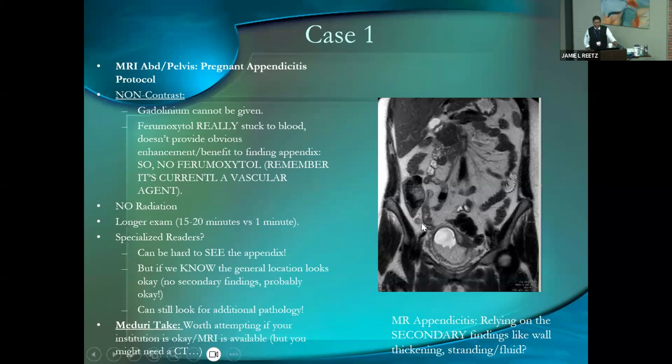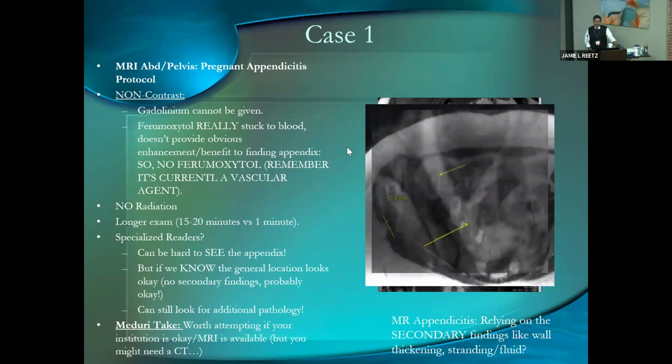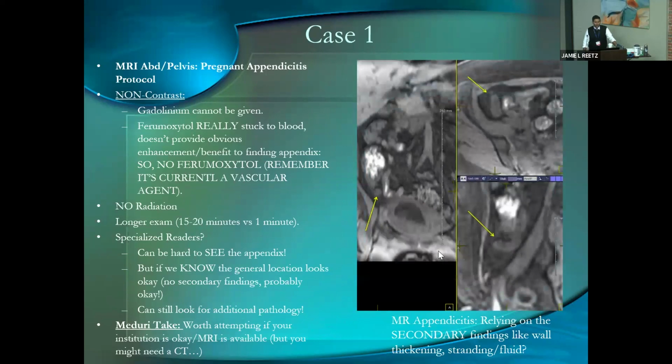Again, not super obvious here. But when I look here, I do see a thickened, kind of tubular structure. And again, you don't see the obvious enhancement because I don't give contrast. You don't see it as obvious, but I have secondary signs I'm looking for. That appendix, again, is 1.3 centimeters. The wall is thick here. There's not much stranding, but this is an acute appendicitis in a pregnant patient on MRI.